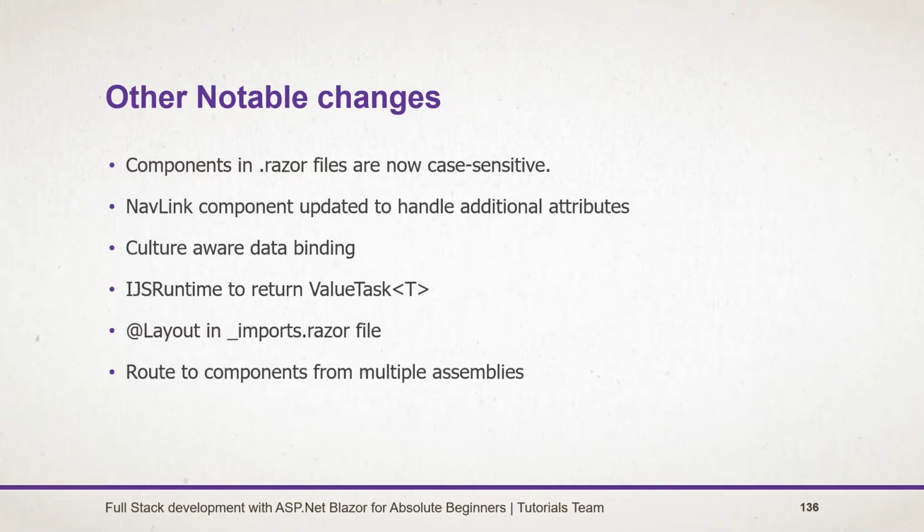While we are performing date binding, we can specify the culture so it follows consistency throughout the UI and backend. IJSRuntime now returns ValueTask. Previously we couldn't set the layout in the import file. Now we can specify it in the import file too. Previously we could specify routing from a single assembly, but now it supports multiple assemblies for routing in the App.razor file.